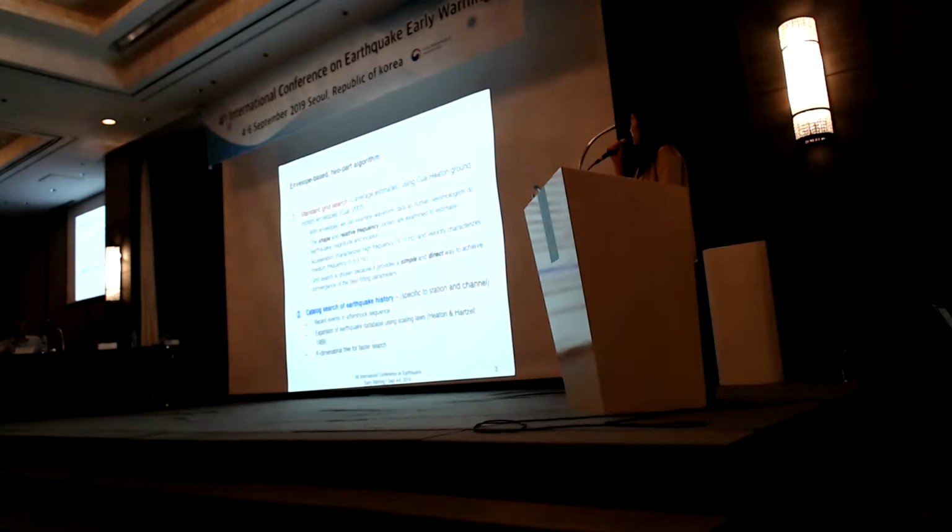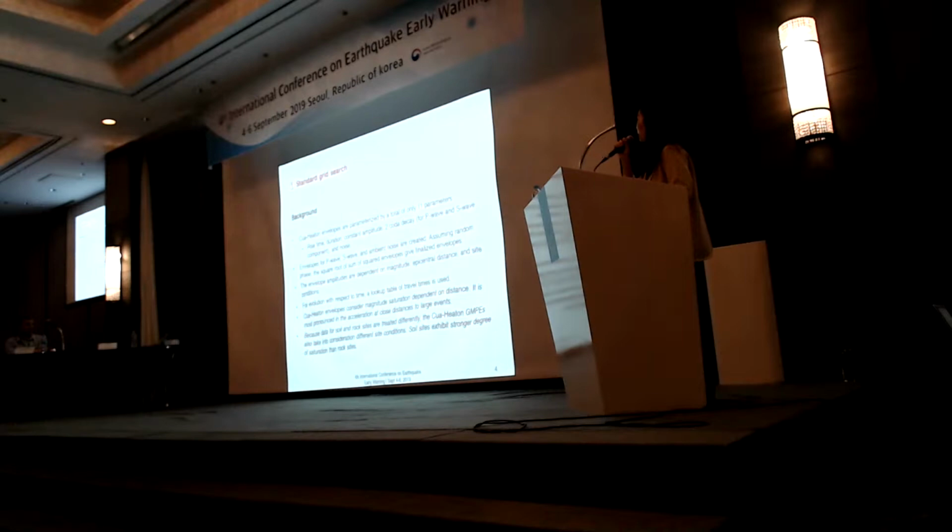The second part of the algorithm is a catalog search, and this part is more specific to the station and channel that we observe. We first look through the most recent earthquakes, such as the ones that are part of a sequence, and then we search further back in earthquake history using a K-dimensional, or KD, tree search. I'll first go over the first part of the algorithm, the standard grid search. But before I do, I'd like to go over the background of the Kua-Heaton ground motion envelopes.